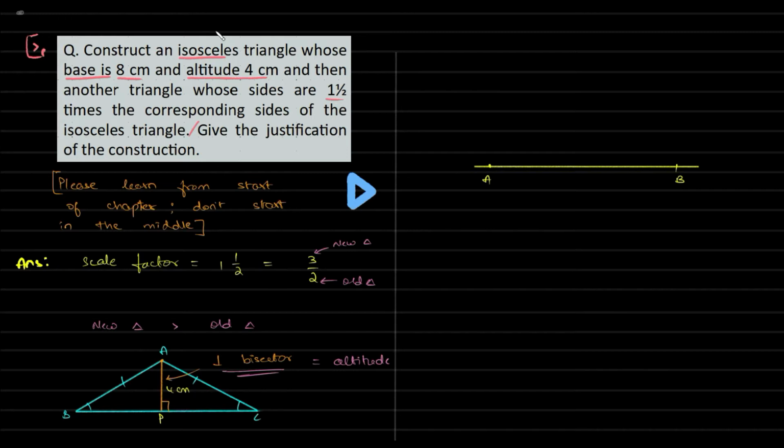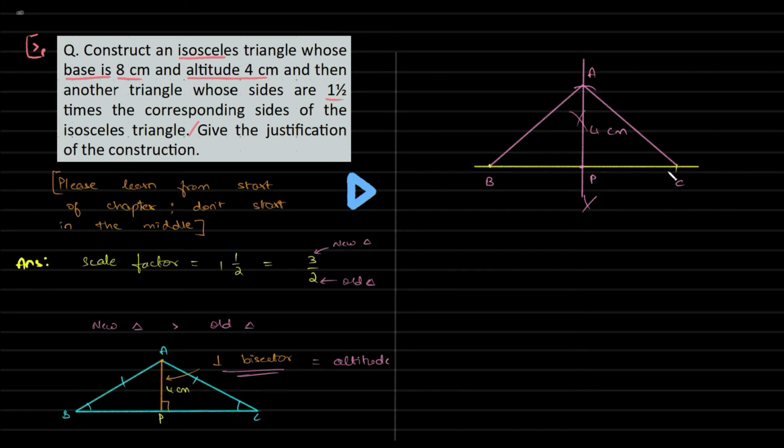So let's draw a perpendicular bisector. How do you do that? Take more than half, cut 2 arcs from A and B, and you have your perpendicular bisector, something like this. And this is of length 4. So from point P, cut 4. So let's call this as B, and this is C, and that is A. So this would be your triangle ABC. This is of 4 centimeter. Remember that. This entire length is of 8 centimeter. Join all of the sides and we have an isosceles triangle.